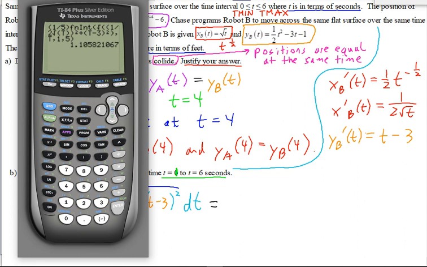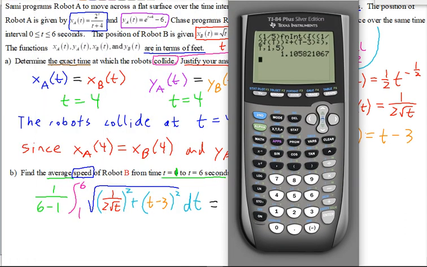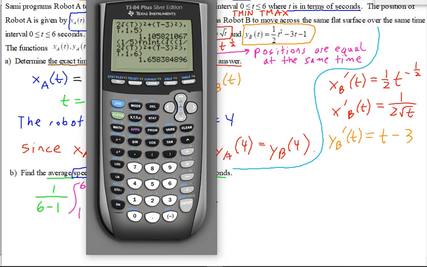See, I think I might have typed something in wrong here. Oh no, yes, I did. It's 6 is the upper limit. Sorry about that. 1/5 out in front, so let me just fix this here. If you make a mistake, you can go second entry, and then just go back up here, and all I messed up was I accidentally typed in 5 as the upper limit when it's really 6. There we go. So there's our answer, 1.658.